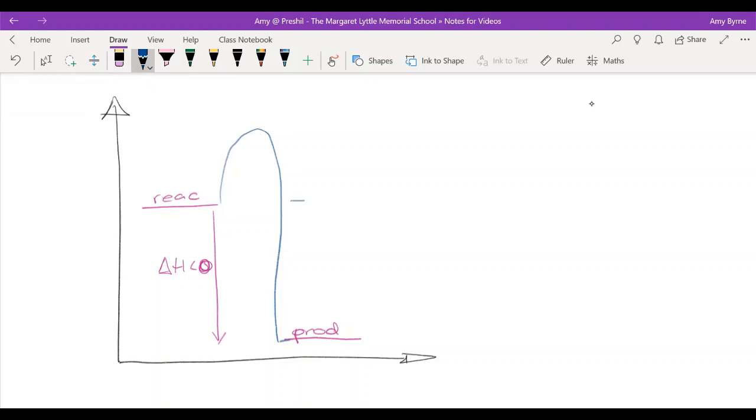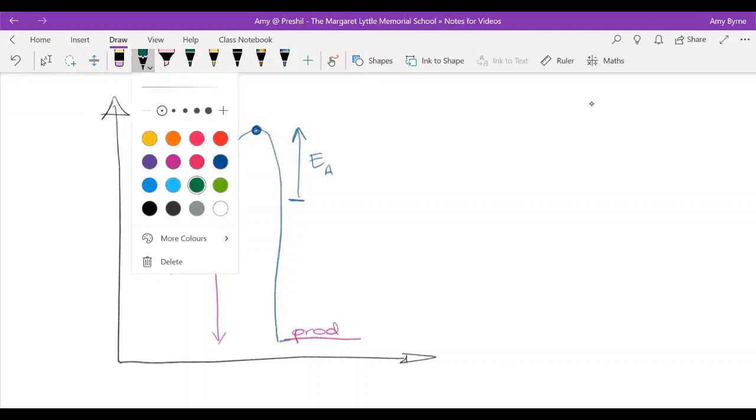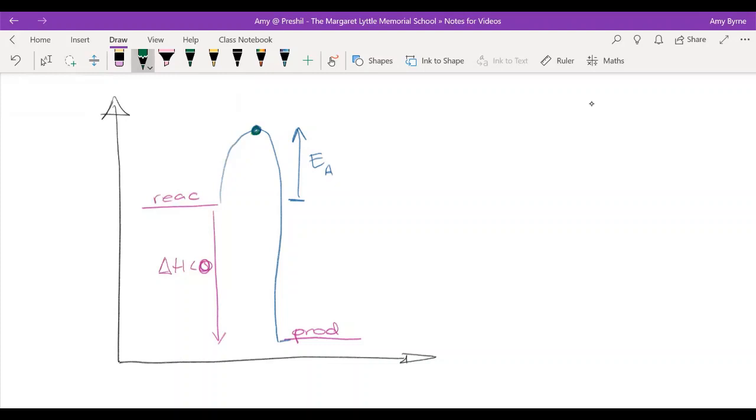So this distance here from my reactants to the top of my hill is my activation energy. This point at the top of my hill where my reactants have the most energy that they're going to get, this thing here is called the activated complex. So let's go back and I will add the cobalt and we'll see what happens.